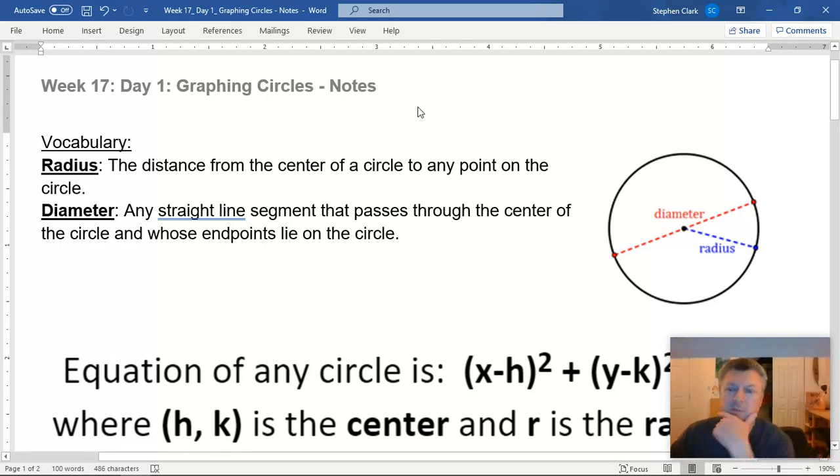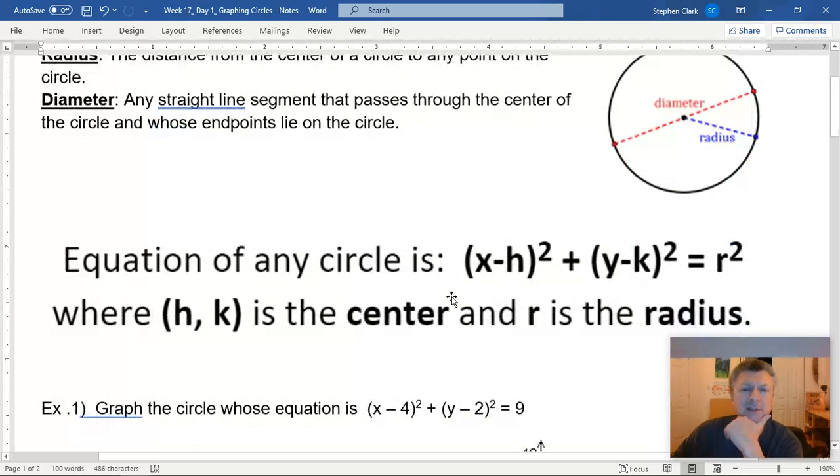So the first thing is a couple terms. Radius, that's from the center of the circle out to any point on the edge. The diameter is all the way across the circle, a straight segment, and it goes through the center. There it is. So you're going to need to know radius to do this assignment. Alrighty.